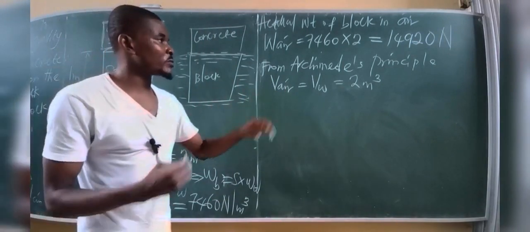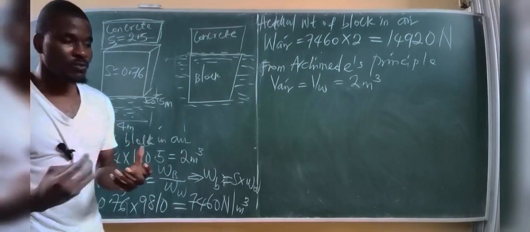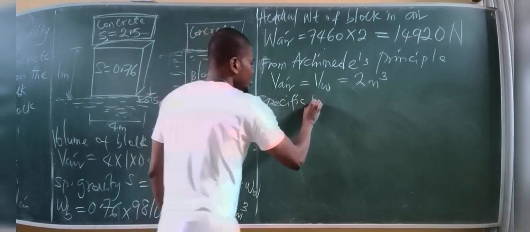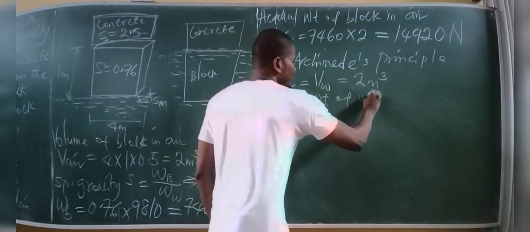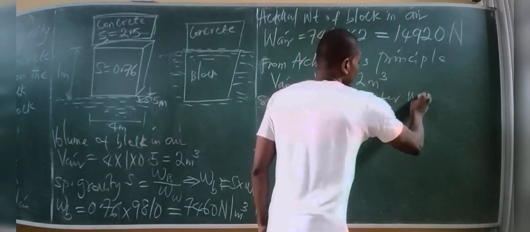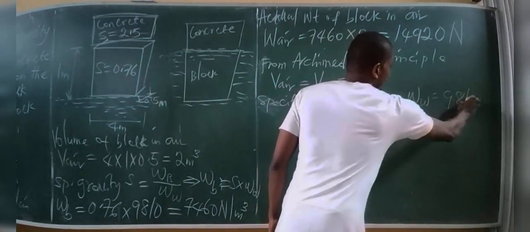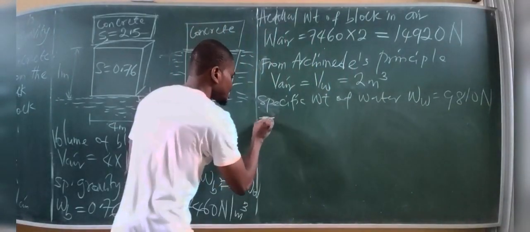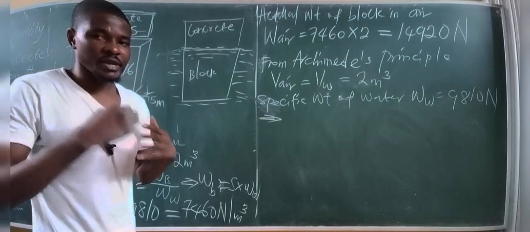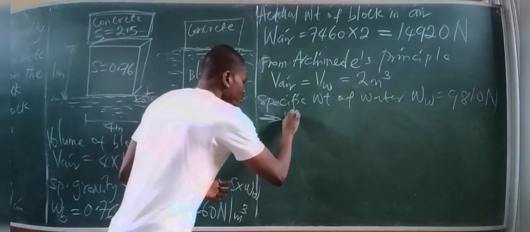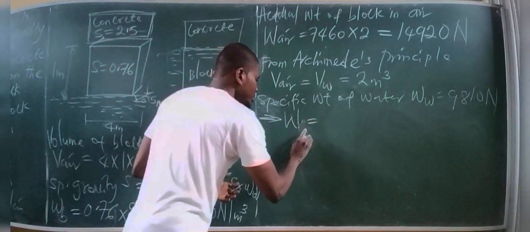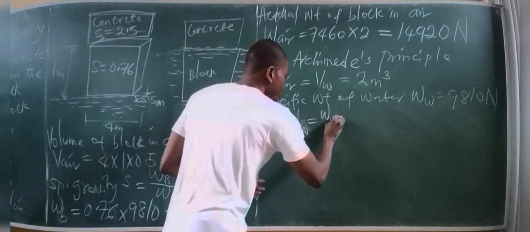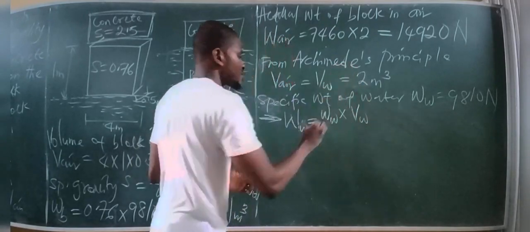So if this is the volume of the object in water, then what is the weight of the object in water? We already know that the specific weight of water is a constant value. WW is simply 9810 in newtons per cubic meter. This is the specific weight of water. So to obtain the actual weight of the block in water, the weight of water is simply equal to the specific weight of water multiplied by the volume of water displaced by the block.